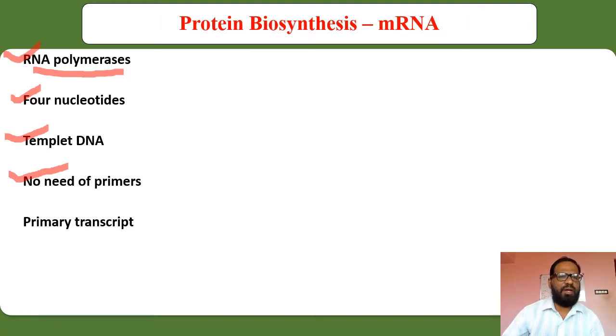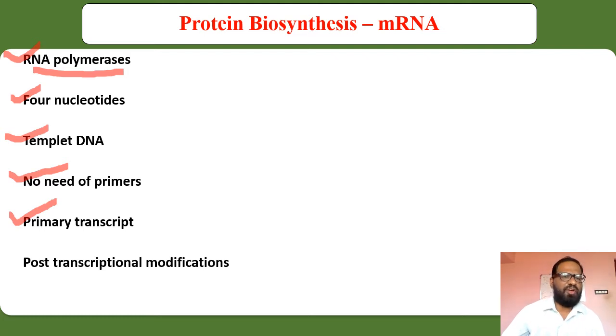Then the primary transcript. What is the primary transcript? Once the mRNA or any other RNA is synthesized, it is always present in an immature form, and that immature form is called the primary transcript. The primary transcript has some sequences which have to be removed, and then only it will become the mature RNA. The primary transcript undergoes some post-transcriptional modifications. And what are the post-transcriptional modifications? Like the removal of the introns, because if you take the primary transcript, it has got introns as well as exons.